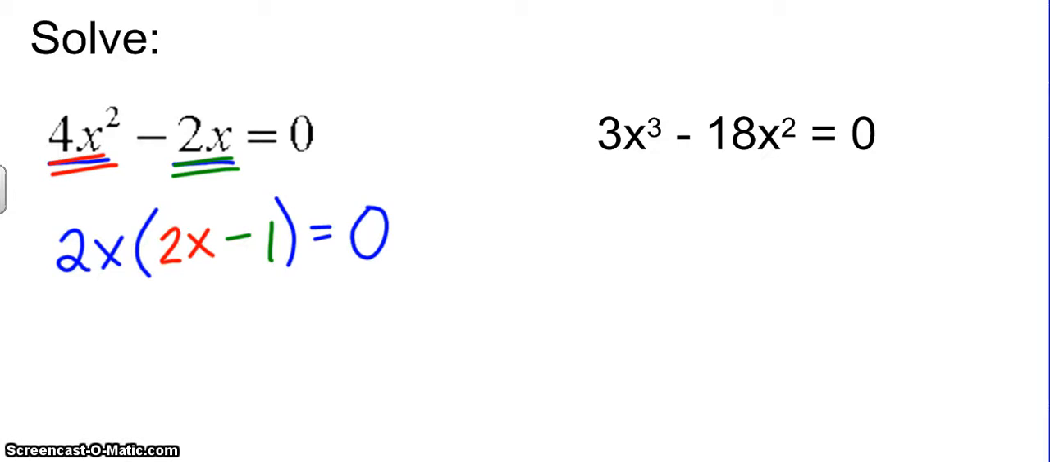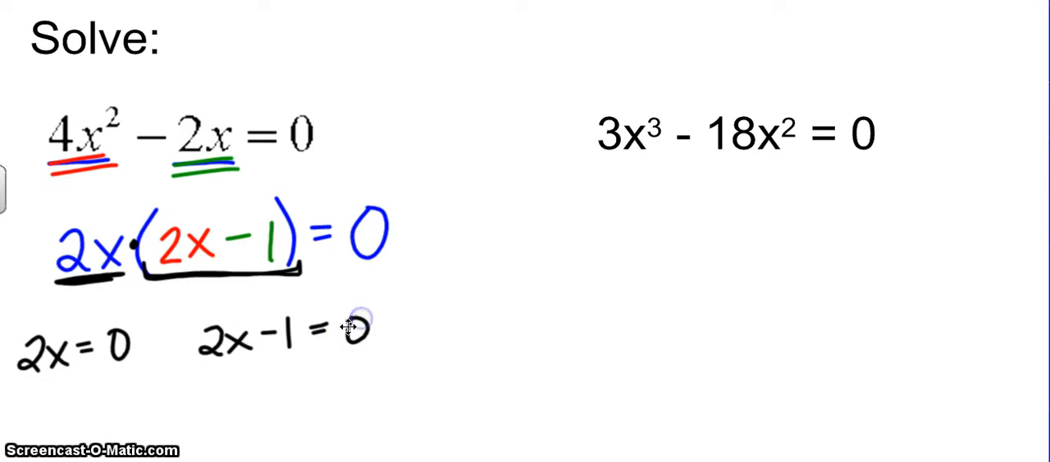Now, in mathematics, we have a special zero product property, which means that if I have two things that are being multiplied together to equal 0, that means either the first one must be 0 or the second one must be 0. They might both be 0, but one or the other has to be 0, because in order for two numbers to multiply to 0, one of them has to be 0. So then we can solve each of these separately.